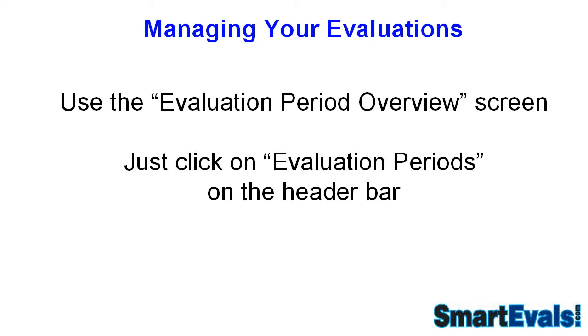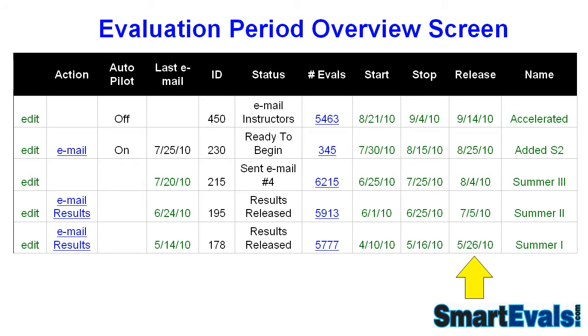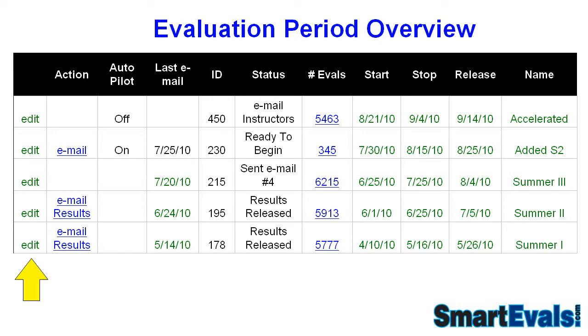To manage your evaluations, just click on the Evaluation Periods link on the header bar. On it, you'll see all of your current evaluation periods. On the right will be the starting date, ending date, and the date that you will release the grades to everyone. This typically happens after the instructors have turned in their grades. To modify these dates, or to set up different dates for administrators, deans, and faculty, just click on the Edit button on the far left.